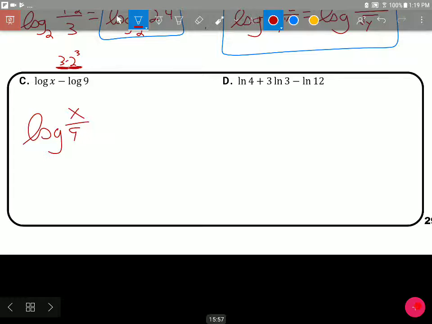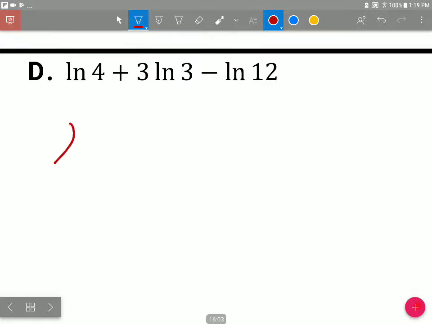Cool? Like I said, 8 seconds. The second one, if we clean that up a little bit, we're going to have ln of 4 times 3 cubed divided by 12. We're cool with that? All right, now simplifying this, you can shove it in your calculator that way.